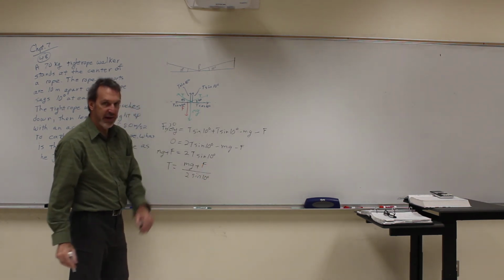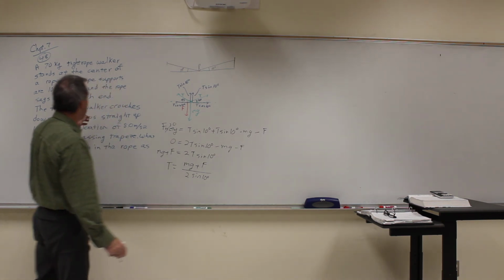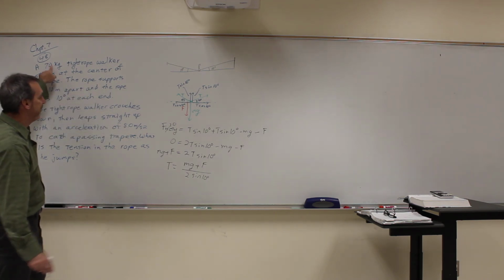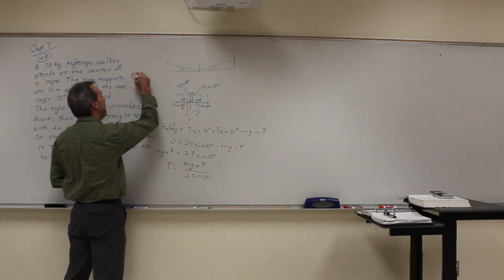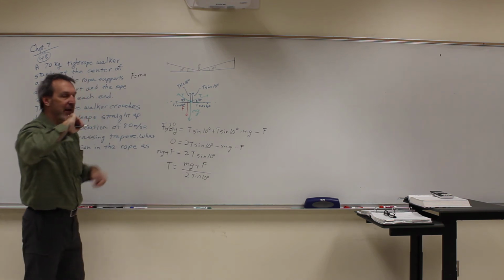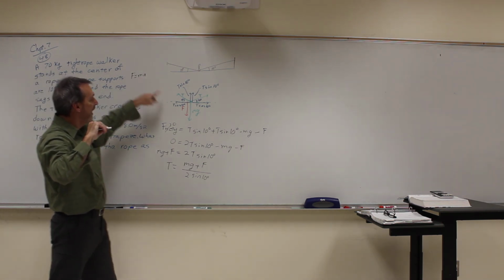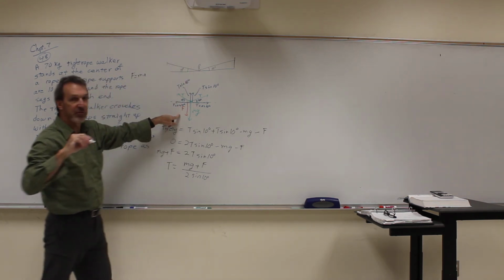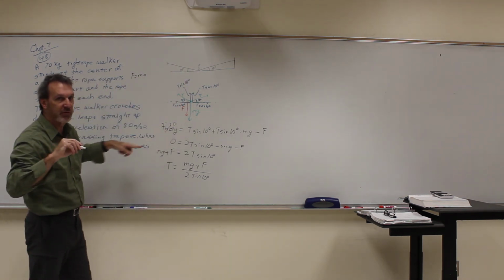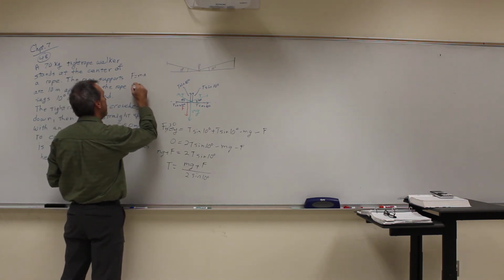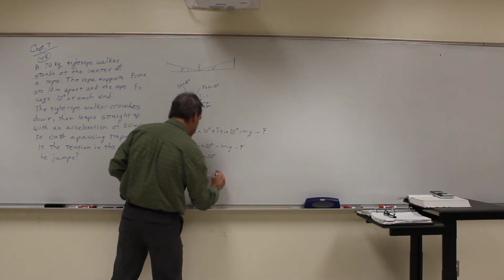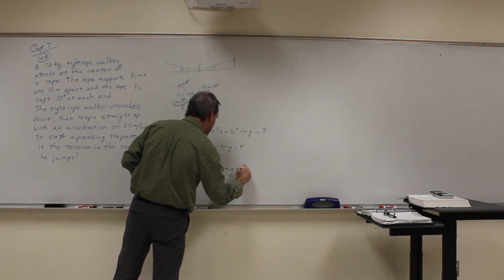But the question is, what's F? Well, it says in the problem that he accelerated at 8 meters per second squared, and we know his mass. So for him to accelerate upward, he had to have a net force on him. That net force has to be the same as the F force. The force that he's feeling that accelerates him up is the same force that is here because it's a contact force, Newton's third law. So F is just going to be equal to his mass times his acceleration. So this is going to be equal to mg plus ma over 2 sine of 10 degrees.